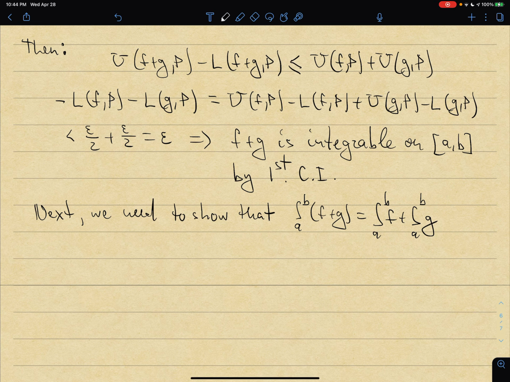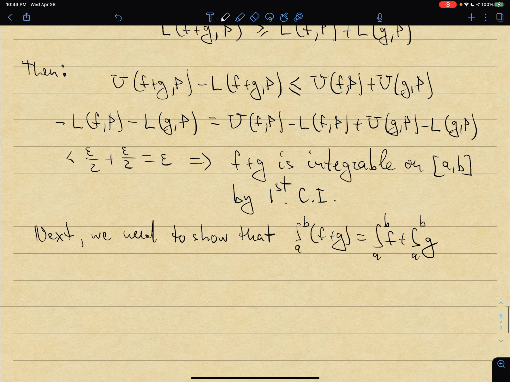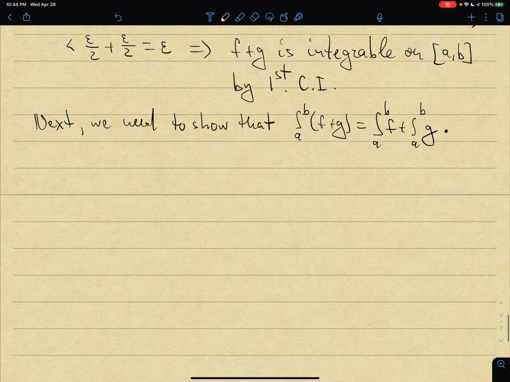And we're going to do it in the following way. So I'm going to produce the following chain of inequalities, and I'm going to take advantage of the same partition P that we used in the previous statement. So here is how I'm going to proceed. Well, so I take the integral from a to b of f plus g. Now, what is that? I know that f plus g is integrable, so this should be equal to U of f plus g, right? It's equal to actually both U of f plus g and L of f plus g.